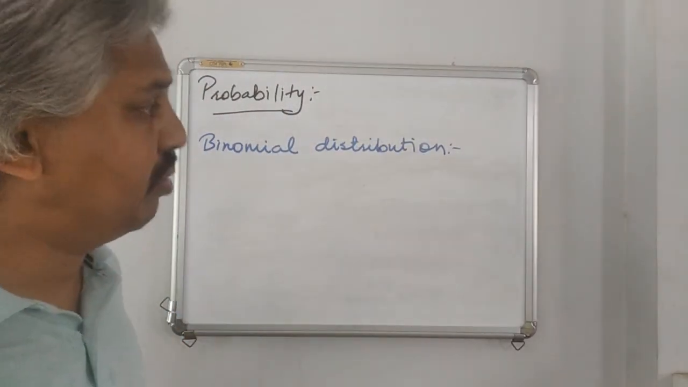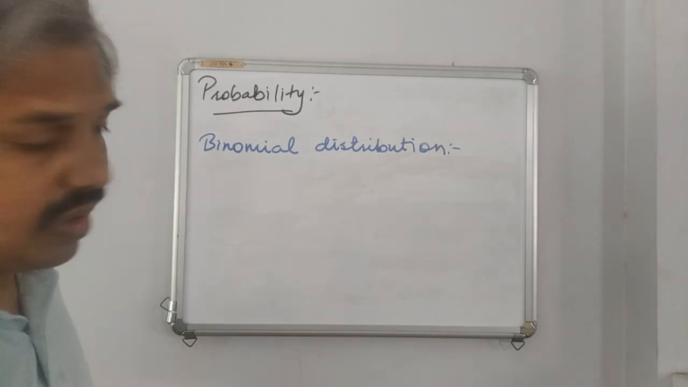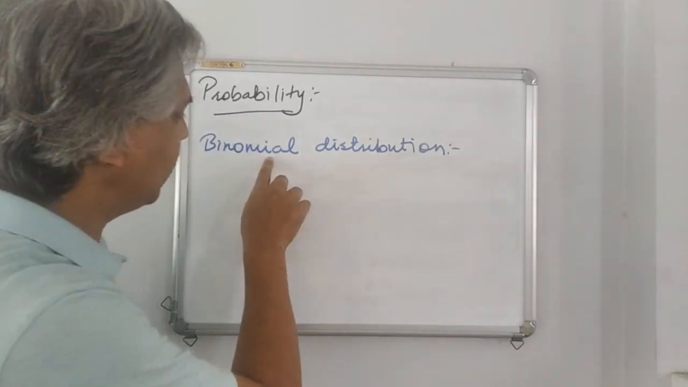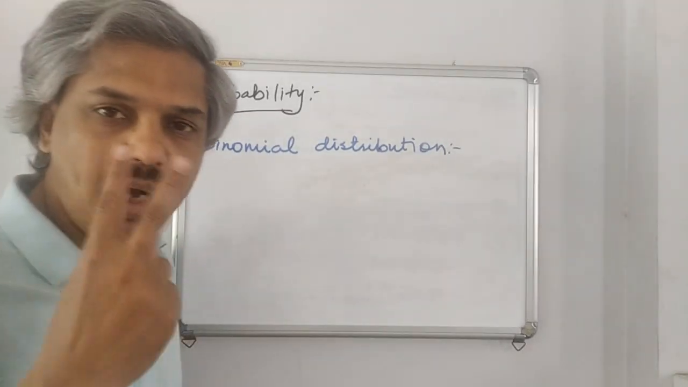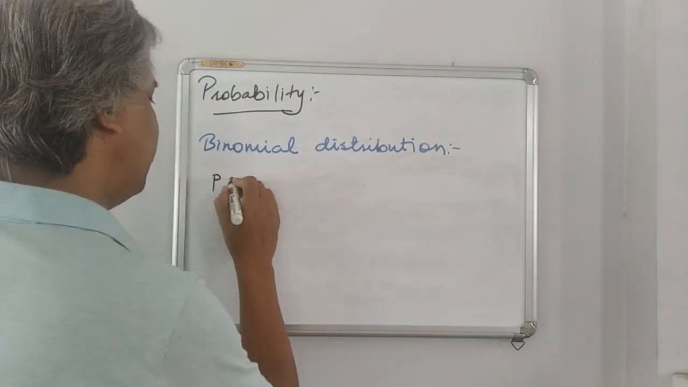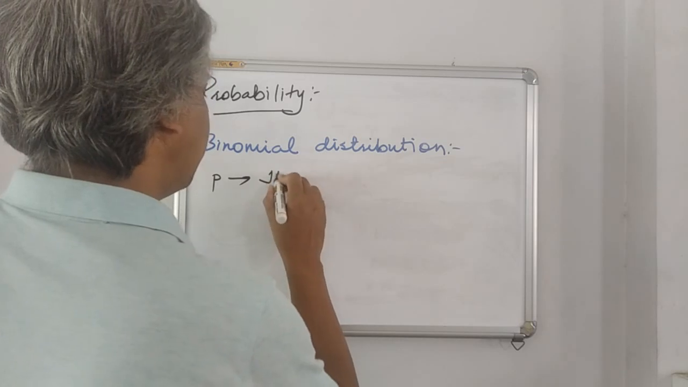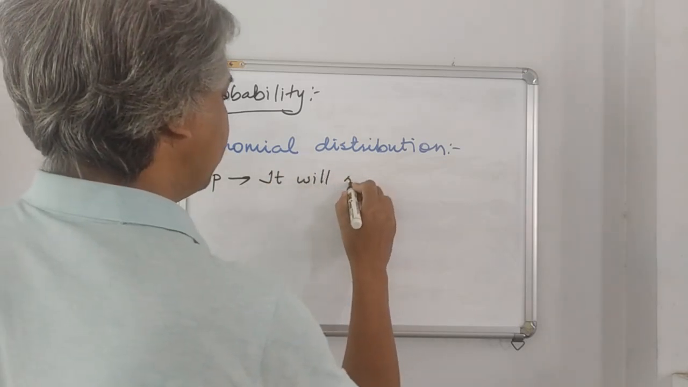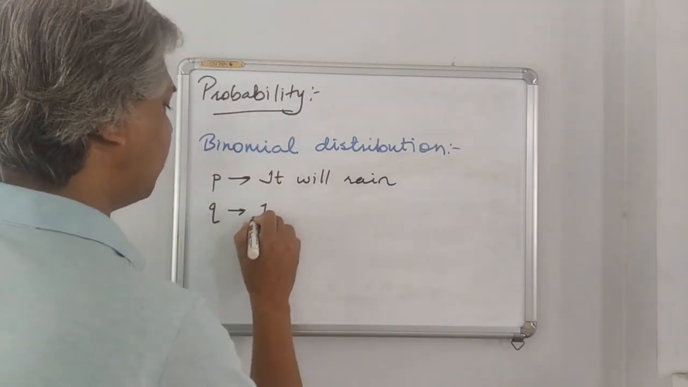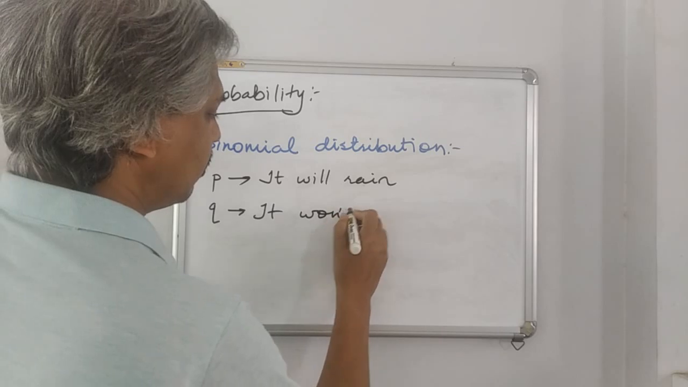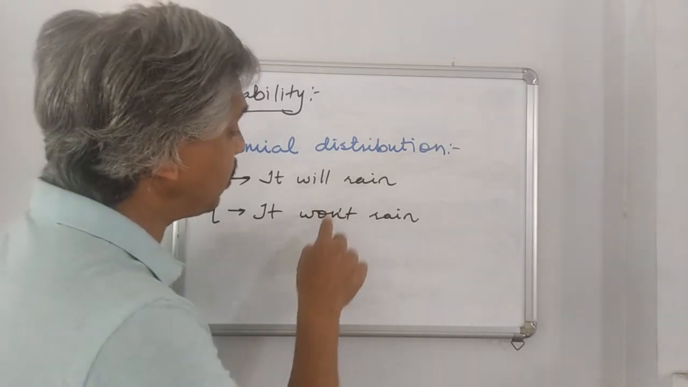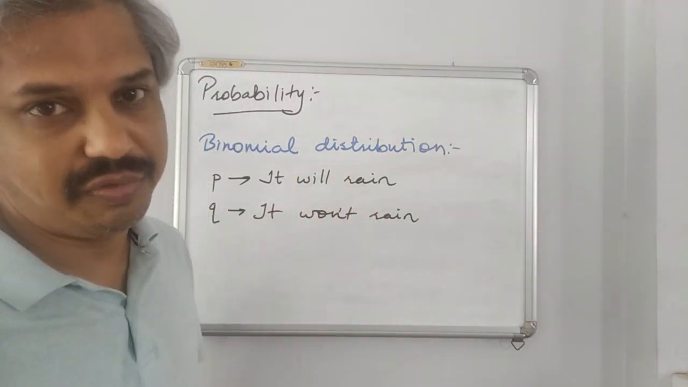The binomial distribution. The word binomial: bi means two and nomial means terms. So there are two terms in it. Let's say you are talking about rain, then P is one term which says it will rain. Now there is only one other possibility, that it won't rain. And we know that these two possibilities are absolutely opposite of each other.